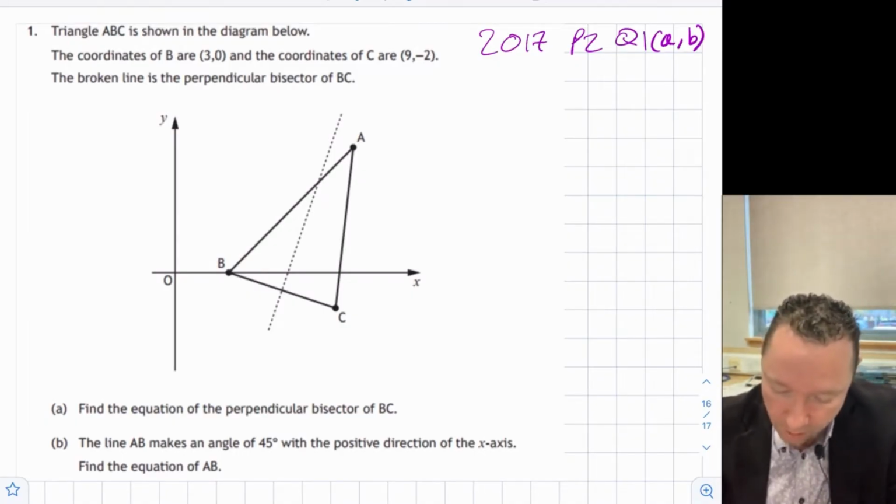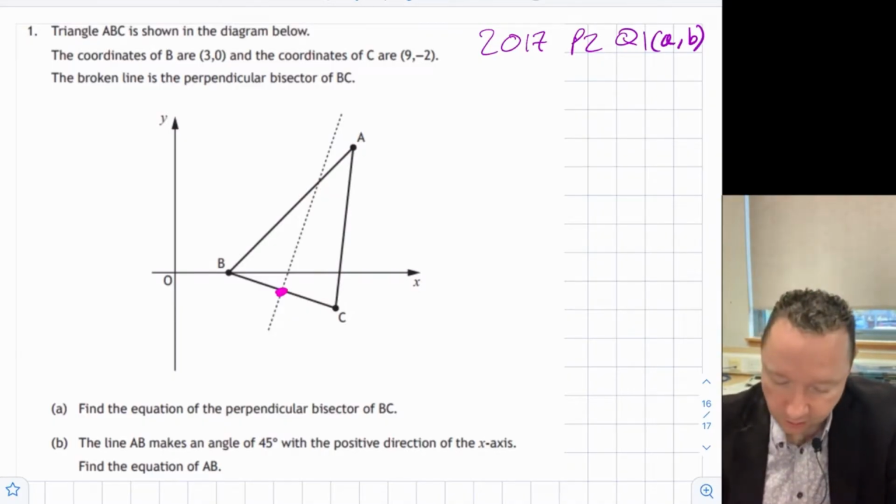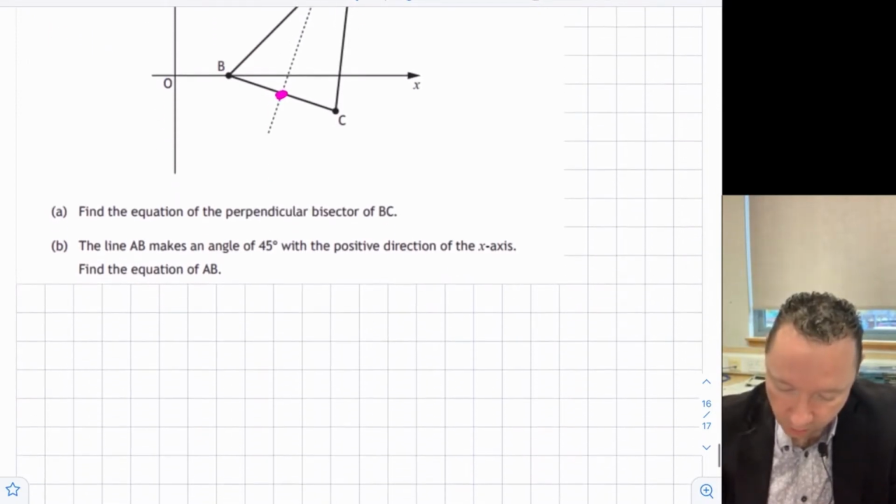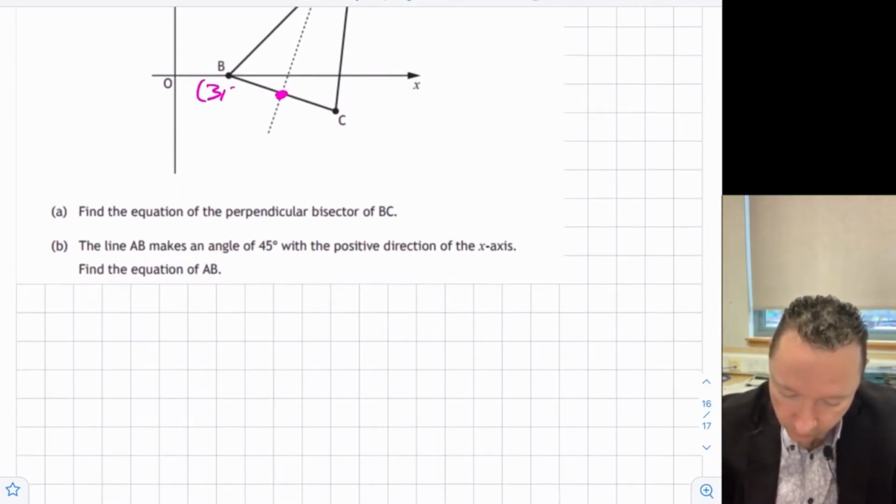So, we're going to need this point here, which is our midpoint, and we're going to need the gradient. Let's start off with the gradient. So 3, 0, 9, minus 2. Let's write that here so we can see it.